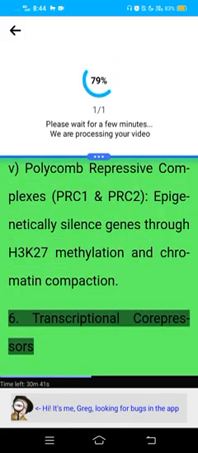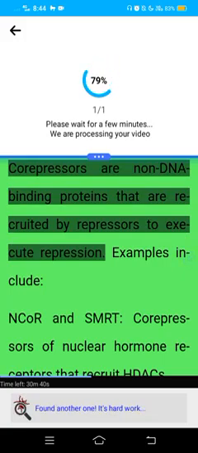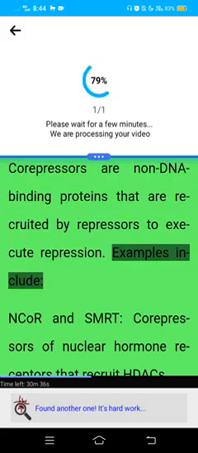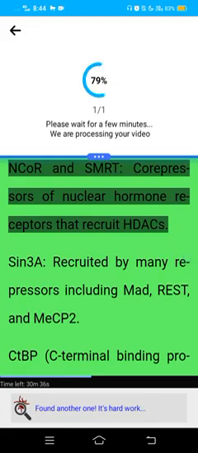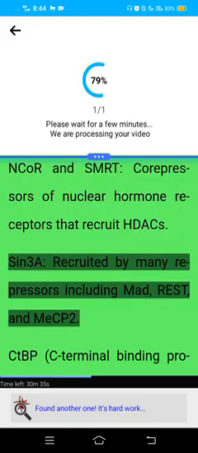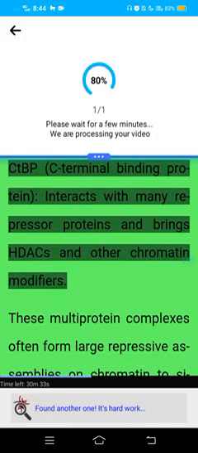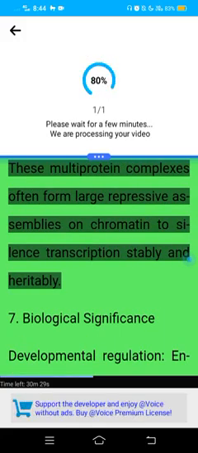6. Transcriptional corepressors. Corepressors are non-DNA binding proteins that are recruited by repressors to execute repression. Examples include NCoR and SMRT, corepressors of nuclear hormone receptors that recruit HDACs. SIN3A is recruited by many repressors including MAD, REST, and MeCP2. CtBP, C-terminal binding protein, interacts with many repressor proteins and brings HDACs and other chromatin modifiers. These multiprotein complexes often form large repressive assemblies on chromatin to silence transcription stably and heritably.